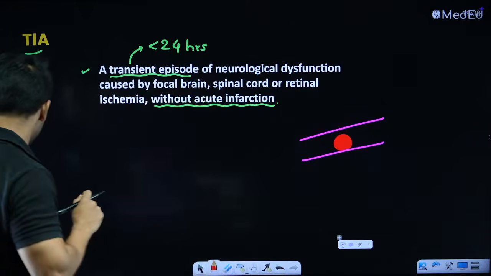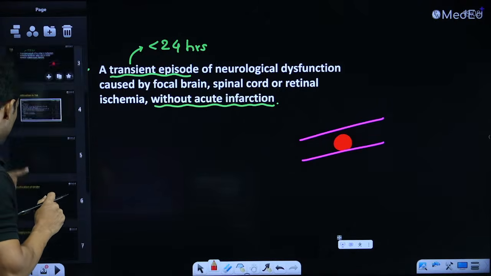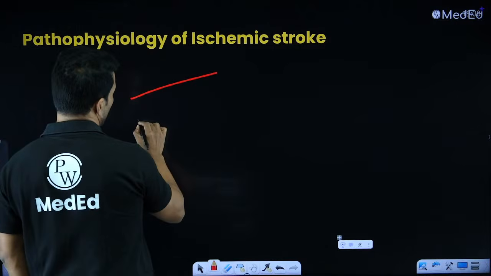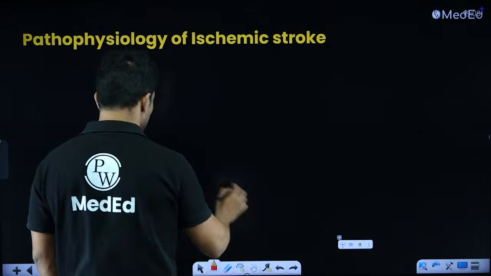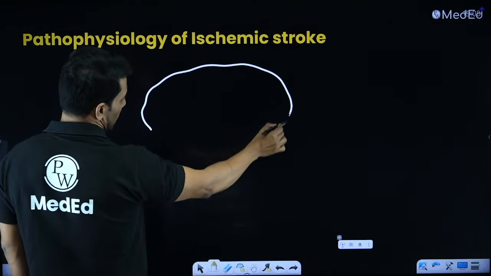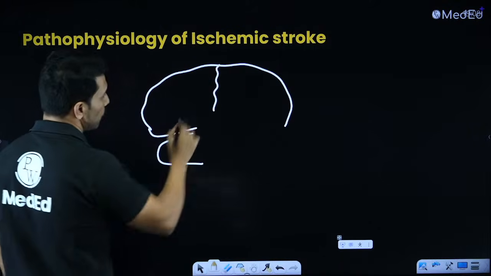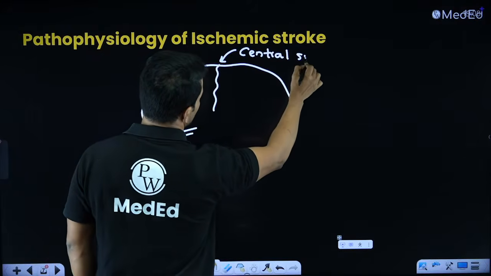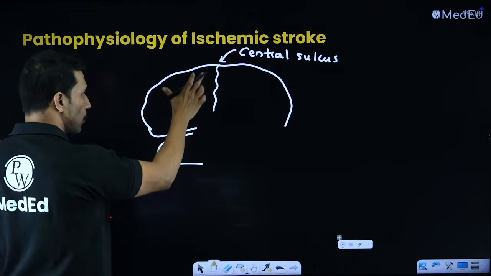Let's try to understand the pathophysiology of stroke. What exactly happens when you develop stroke? Let us say one of the blood vessels going to a particular area of the brain is blocked. Let's get a little bit of neuroanatomy of the brain. Now let us say I am looking at somebody's brain. This is a lateral view and this is going to be your central sulcus. Anterior to the central sulcus, above the sylvian sulcus, you have the frontal lobe.